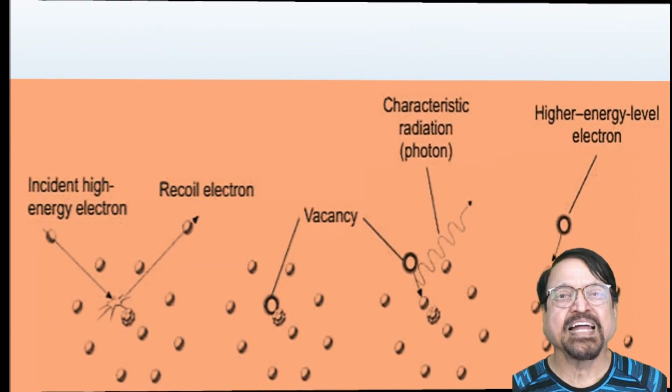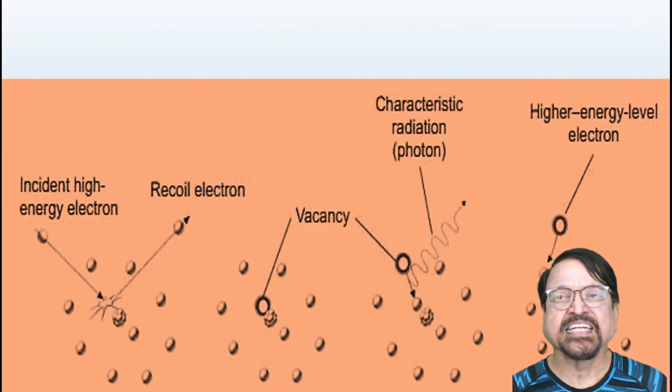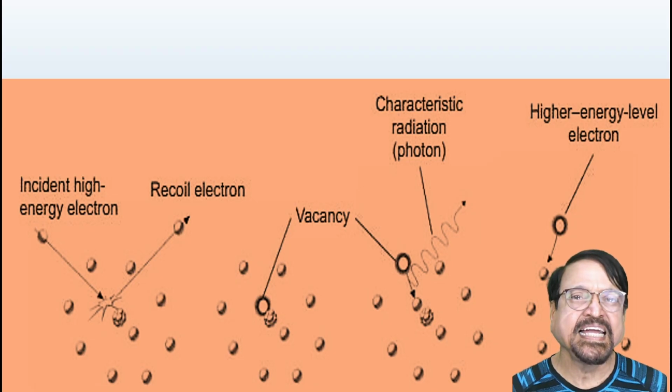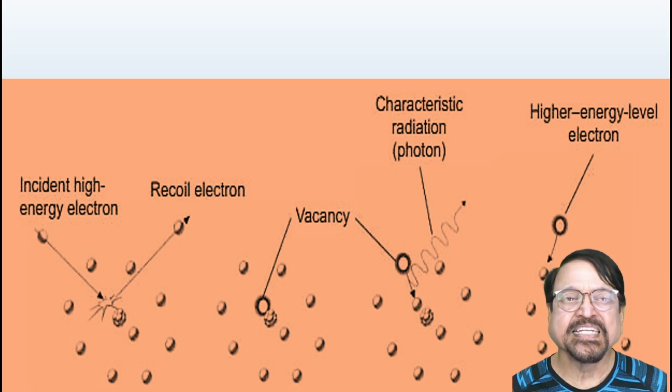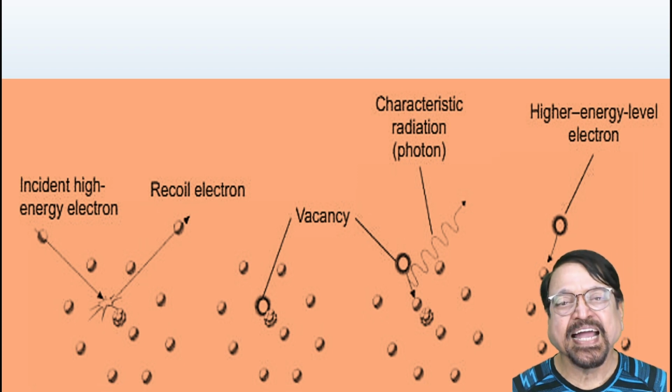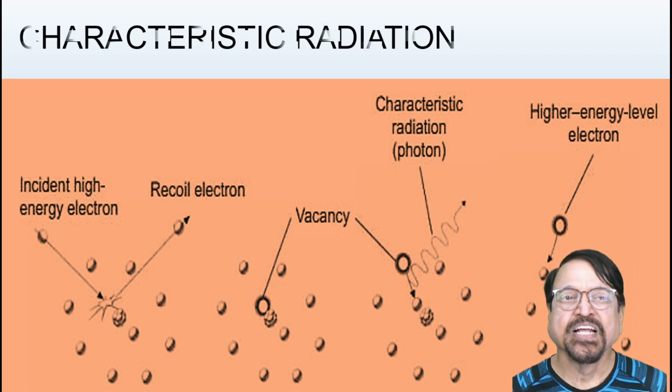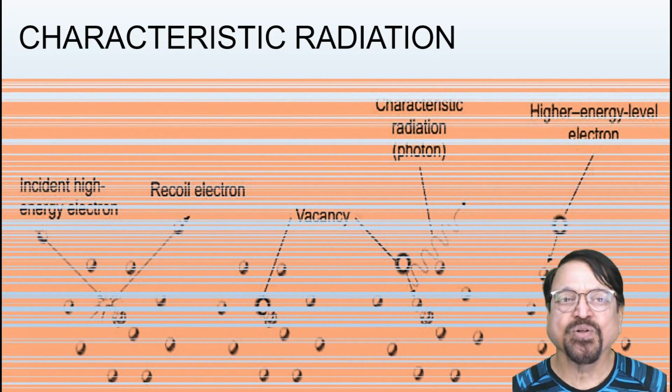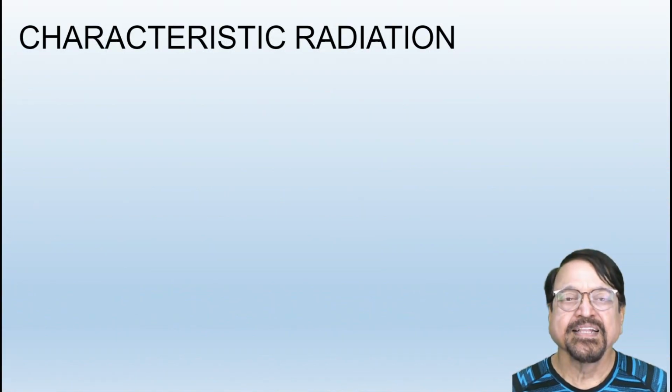Now this is the diagram which shows an incident high energy electron bombarded, then there is a recoil electron, a vacancy is created that is filled by the outer shell electron, and characteristic radiation is produced. It is important to know the electron of the inner shell has more kinetic energy, or a higher energy level, as compared to the outside. So when the displacement occurs, there is liberation of energy.